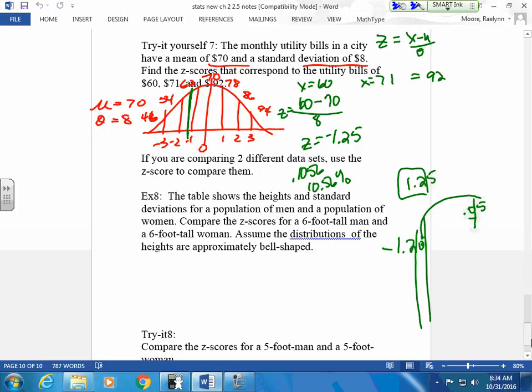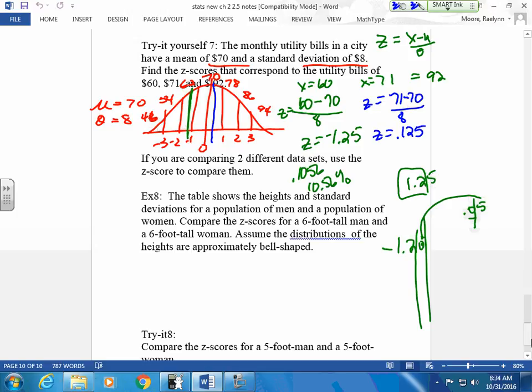Okay, 71. 71 is slightly above my mean. So I'm going to say z is 71 minus 70 over 8. Isn't that going to put me into the positives? Barely right over the 0. So I do 71 minus 70 divided by 8, and I have a z-score of 0.125.